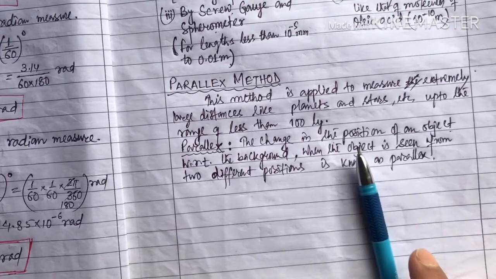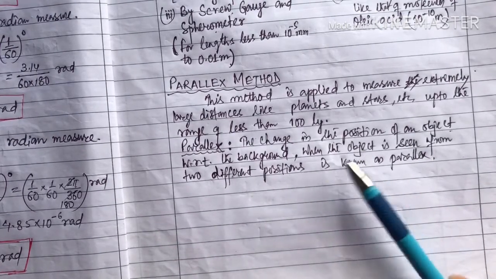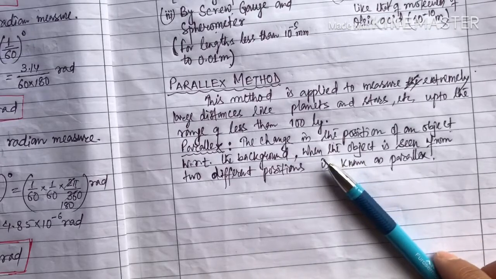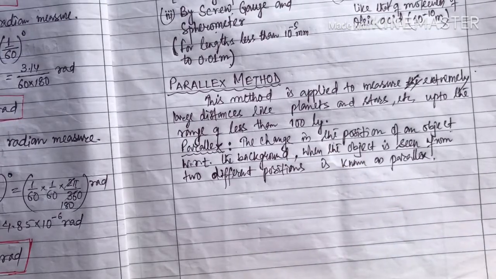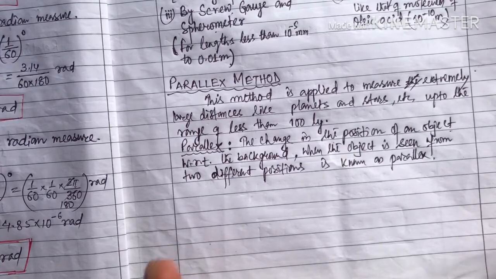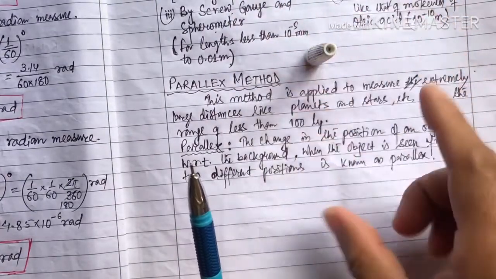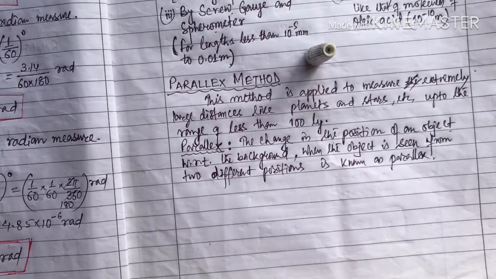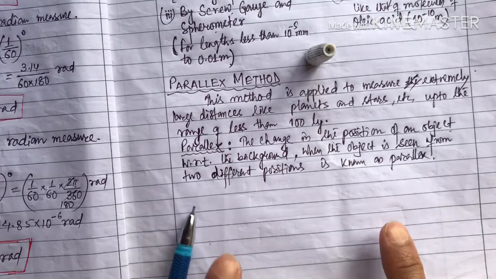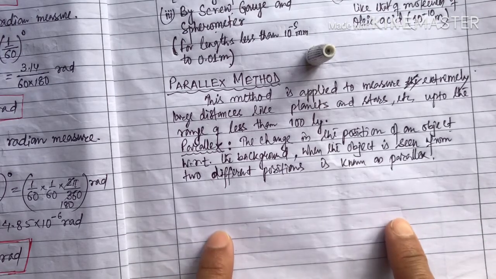Now, I think this is very simple. You're observing one object from two different positions. Suppose this is the object here. Let me keep it here. This is the object, and this object is observed from two different positions.